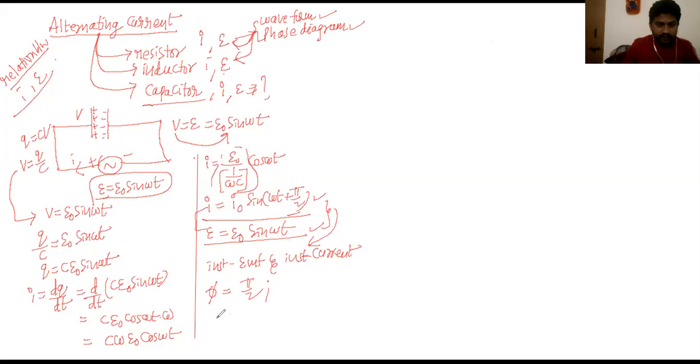So this current I is leading the EMF by pi by 2. Yes or no? Because here I is equal to I naught sine omega t plus pi by 2, and here E is equal to E naught sine omega t only. So current is leading. What was our previous concept? Our previous concept was inductor.